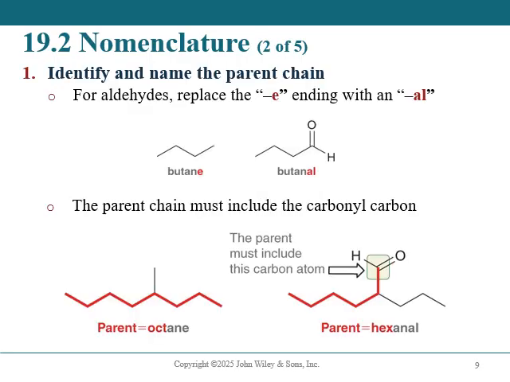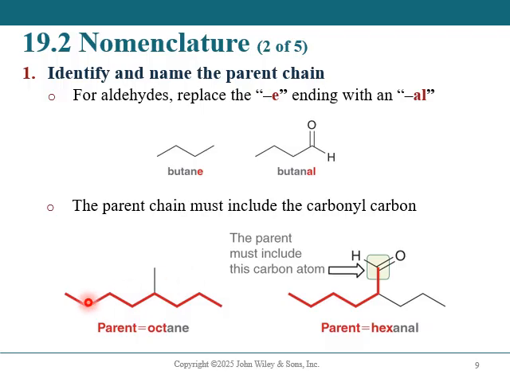So, let's start with the first step, identify and name the parent chain. For aldehydes, once we identify the parent chain, we substitute the E that you see at the end of an alkane with AL. So butane becomes butanal, for example. The parent chain must include the carbonyl carbon.